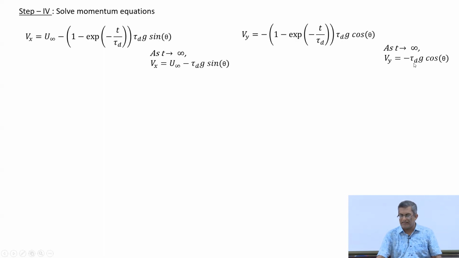The component of acceleration due to gravity is opposite to the y direction, and we get this. What is this? Particle relaxation time times the acceleration due to gravity. This is the settling velocity, particle settling velocity, terminal velocity basically.